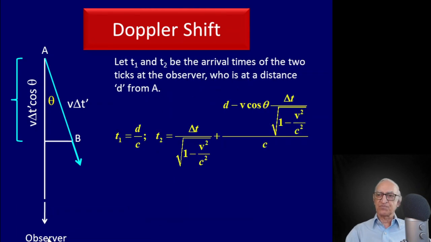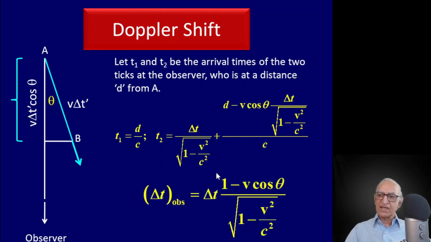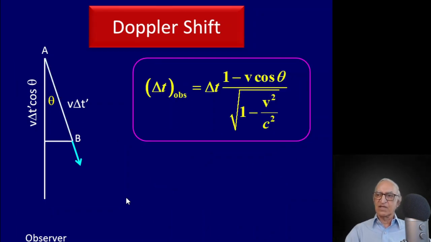So these are the two terms. So here it is for your convenience. The first tick emitted by the clock at point A will reach after a time d over c. The second tick will reach the observer after this time. Therefore, the difference between T2 and T1 is simply delta T multiplied by 1 minus v cos theta divided by square root of 1 minus v squared by c squared. That is simply by subtracting from this first term. d over c cancels out. Please verify this elementary algebra.